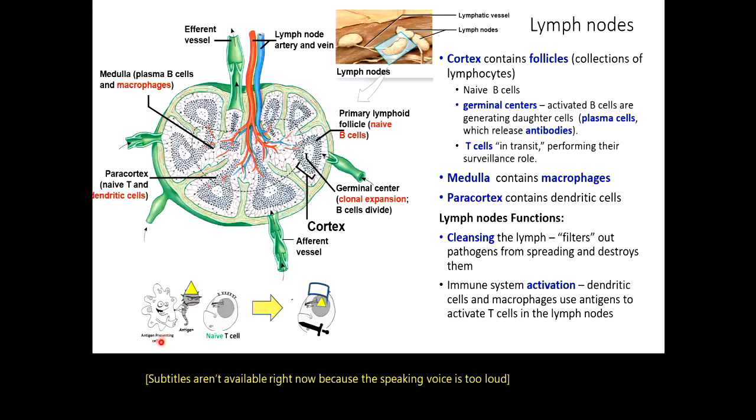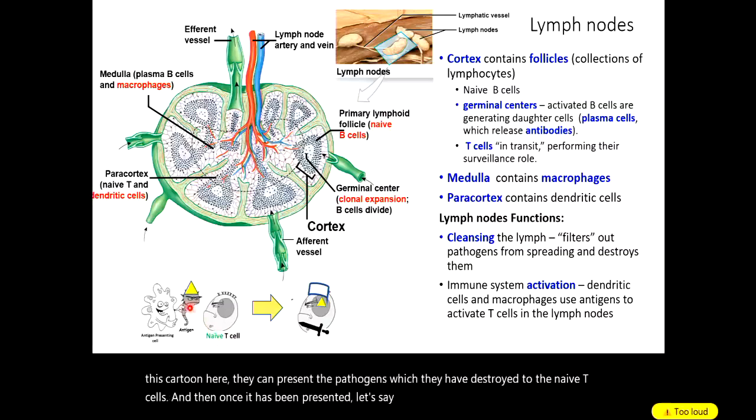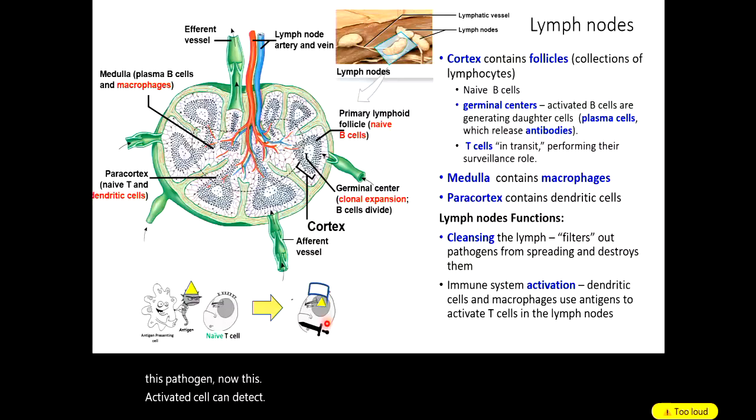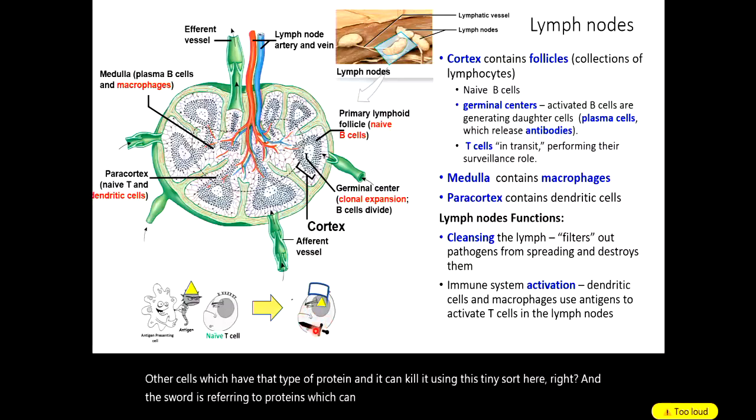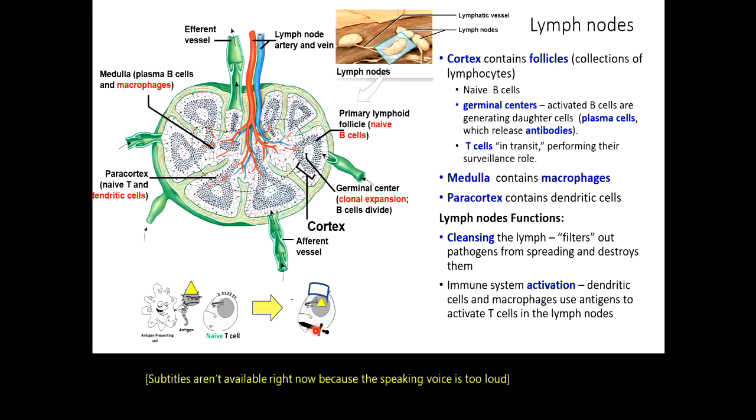And so as shown in this cartoon here, they can present the pathogens which they have destroyed to the naive T cells, right? And once it has been presented, let's say with this fragment, which is the hat worn by this pathogen, now this activated cell can detect other cells which have that type of protein, and it can kill it using this tiny sword here, right? And the sword is referring to proteins which can cause holes to appear in the cells which it is trying to destroy. Right, so this is just a high-level view of what's happening in the lymph nodes, but we'll get into the details of this in tomorrow's lecture.